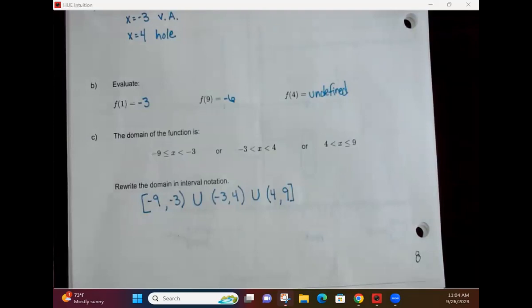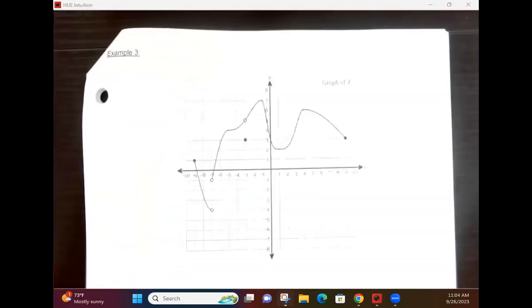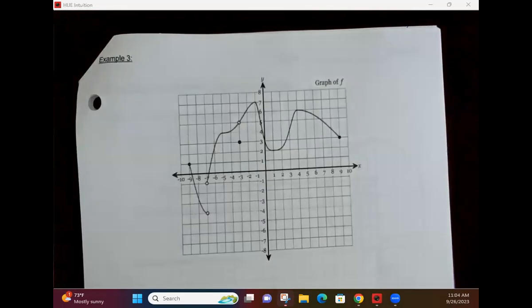Questions for me so far? Let's take a look at the next problem. So on the next page, same idea. We've got a new graph here, but same idea. Let's start by identifying any discontinuities for this graph. So where do I have something weird happening on this graph?